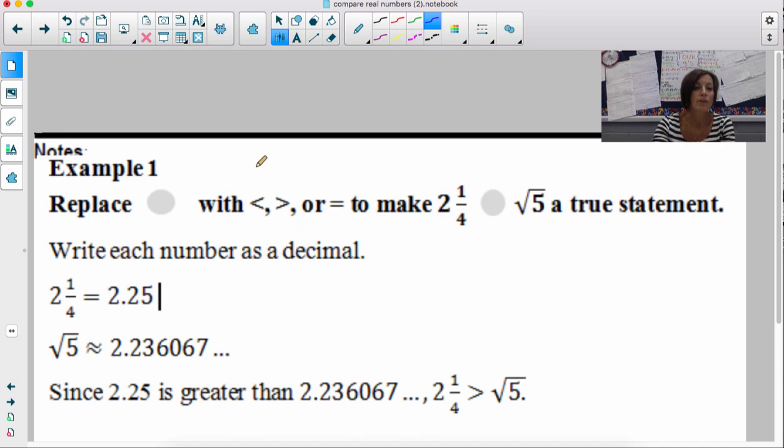So here we go. We've got: replace the circle with a less than, greater than, or equal sign to make 2 1/4 and square root of 5 a true statement. So 2 1/4 is 2 25/100. Square root of 5 on a calculator gives us 2.236067, on and on and on. Since 2.25 is greater than 2.236067, we'd have to put 2 1/4 is greater than, with an inequality sign in our example.